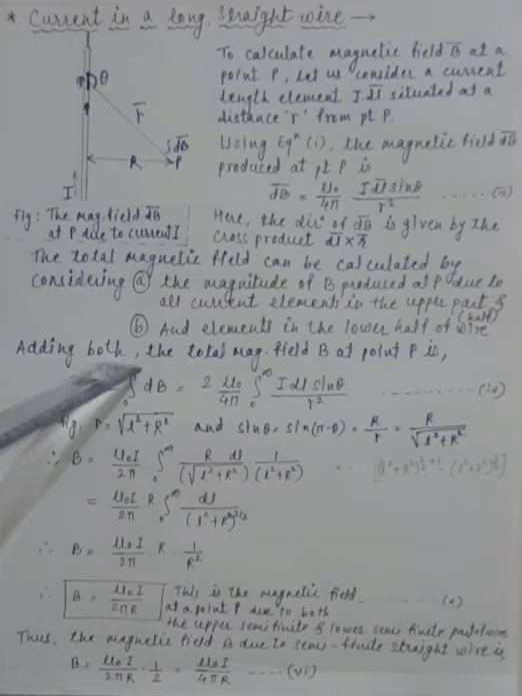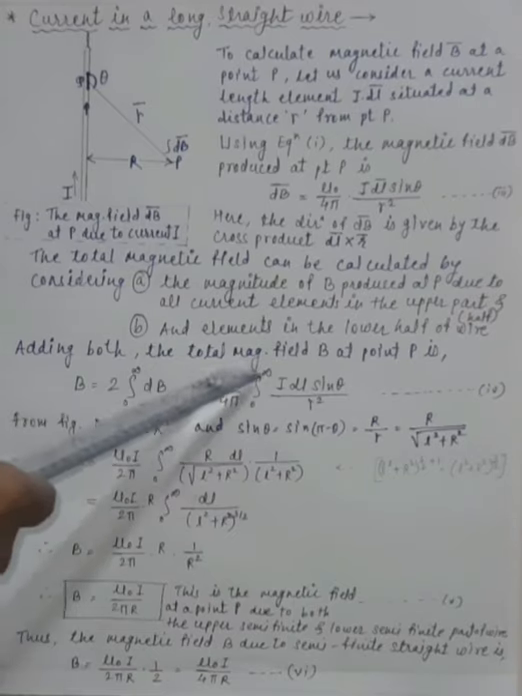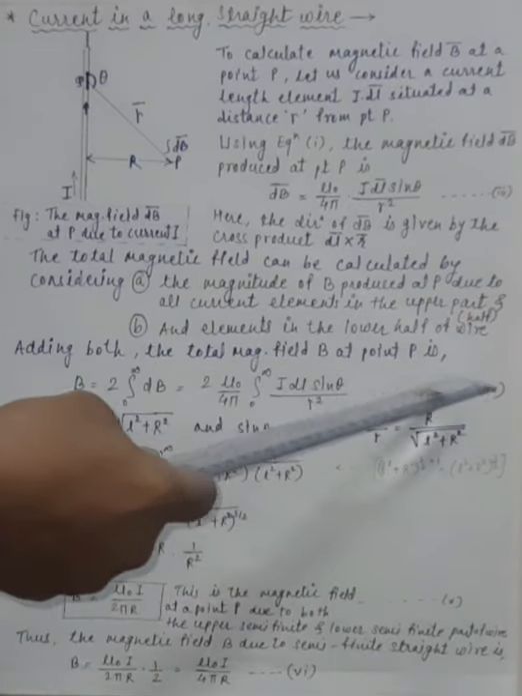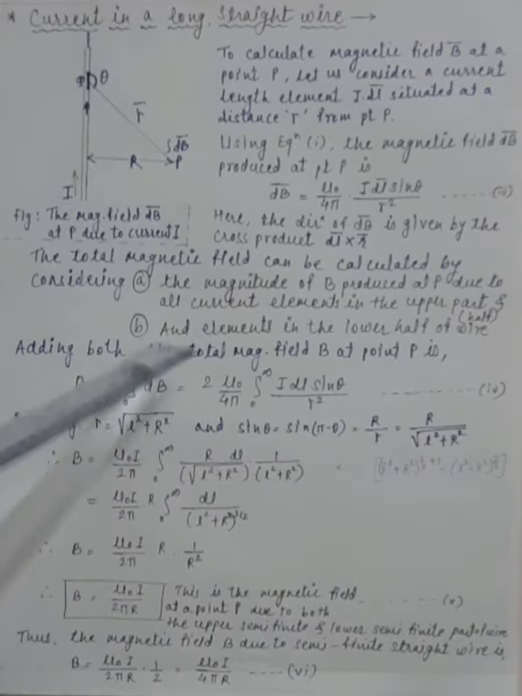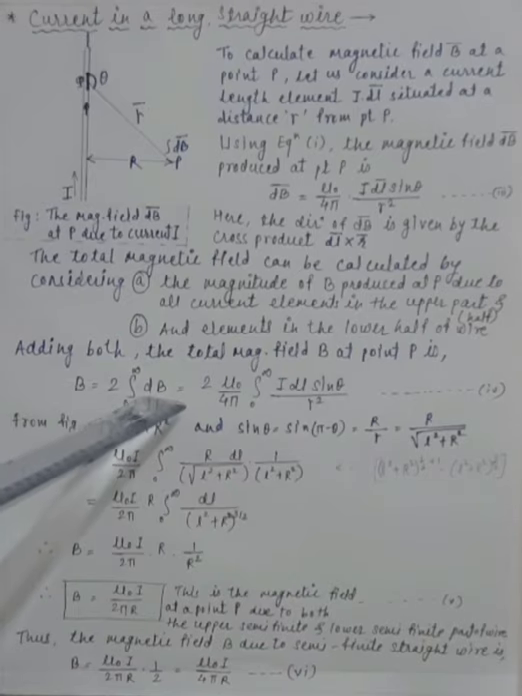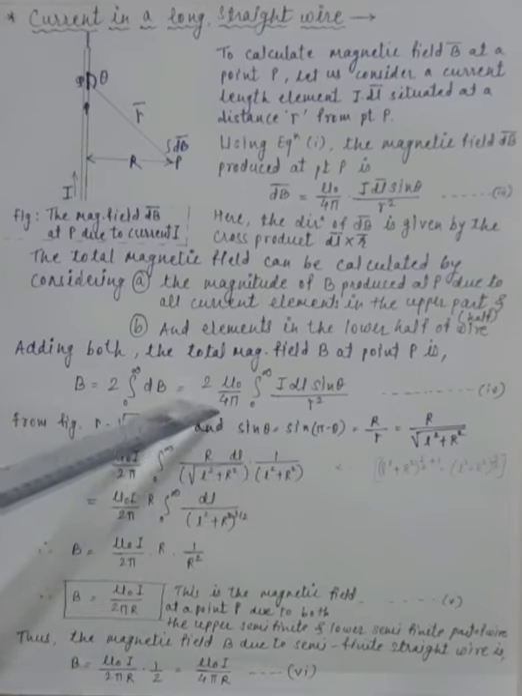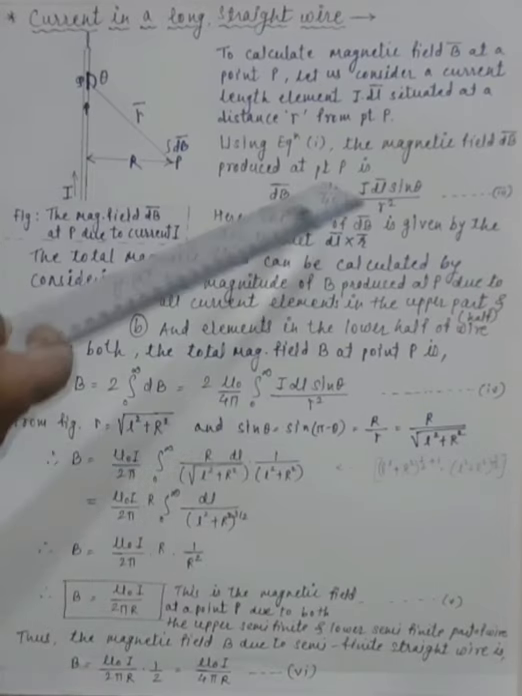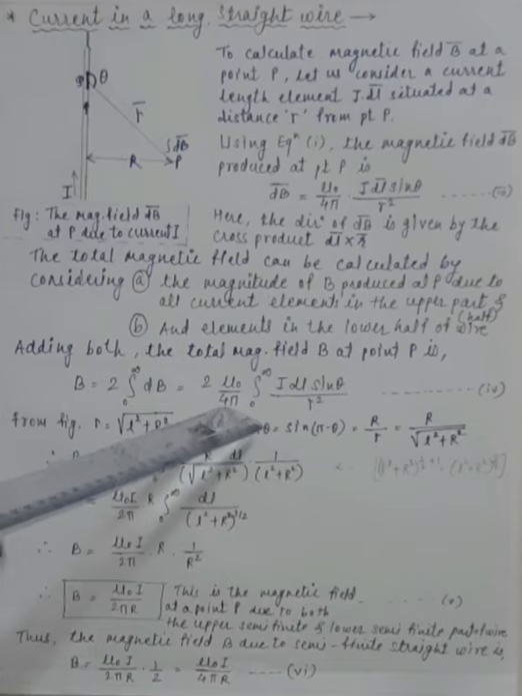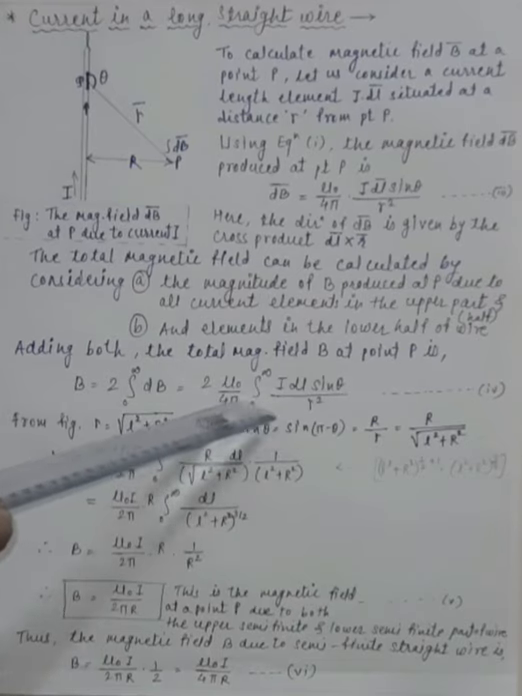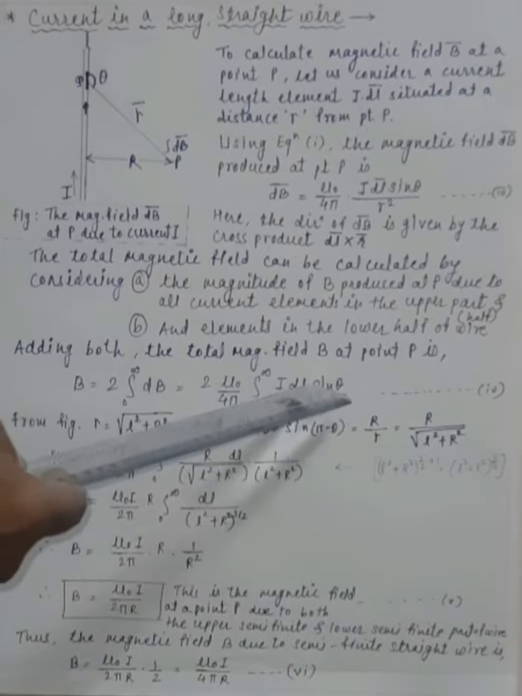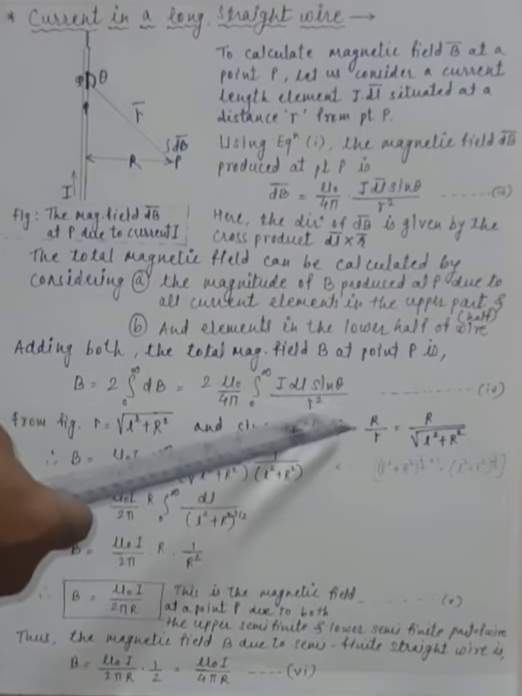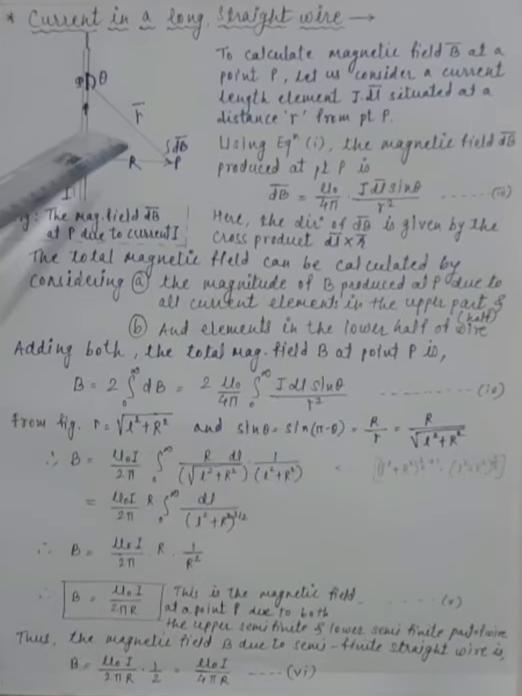Hence, adding both the inductions, the total magnetic field B at point P is twice the integration from 0 to infinity of dB. Let us substitute dB from equation 3 here. So the equation becomes 2. Mu 0 upon 4 pi is a constant term, so writing this term outside the integration, the integral from 0 to infinity of I dl sin theta upon r square. Now let us come to the figure.